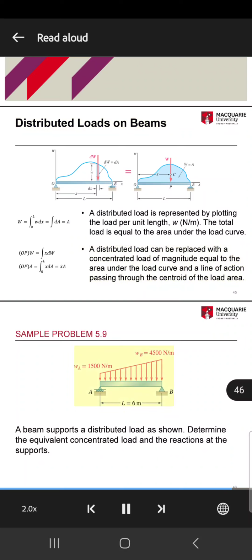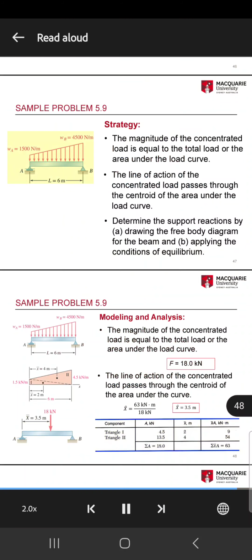A simply supported beam, with roller at point A and pin at point B, of length 6 meters supports a distributed load that is 150 N per meter at point A and increases linearly to 450 N per meter at point B. A beam supports a distributed load as shown. Determine the equivalent concentrated load and the reactions of the supports. Strategy.